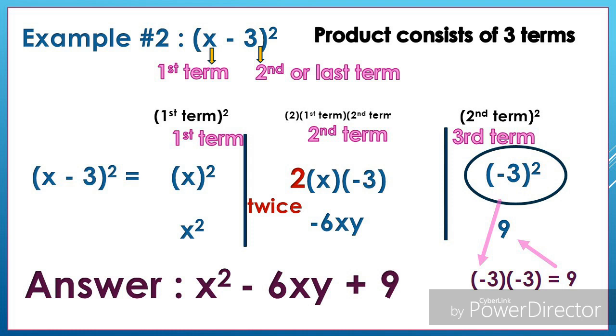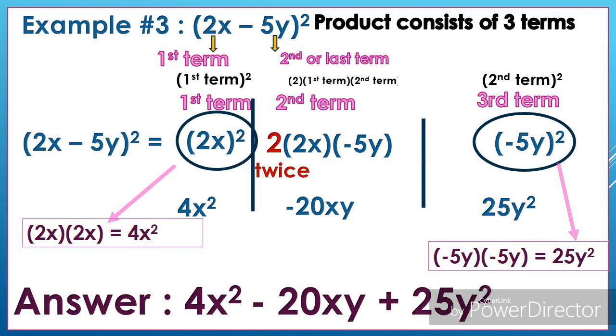Okay, so makikita natin dun sa arrow, which is negative 3, it means that ita-times natin ng dalawang beses yung negative 3. Negative 3 times negative 3 is equal to positive 9. So, to write the final answer, we have x square minus 6xy plus 9.